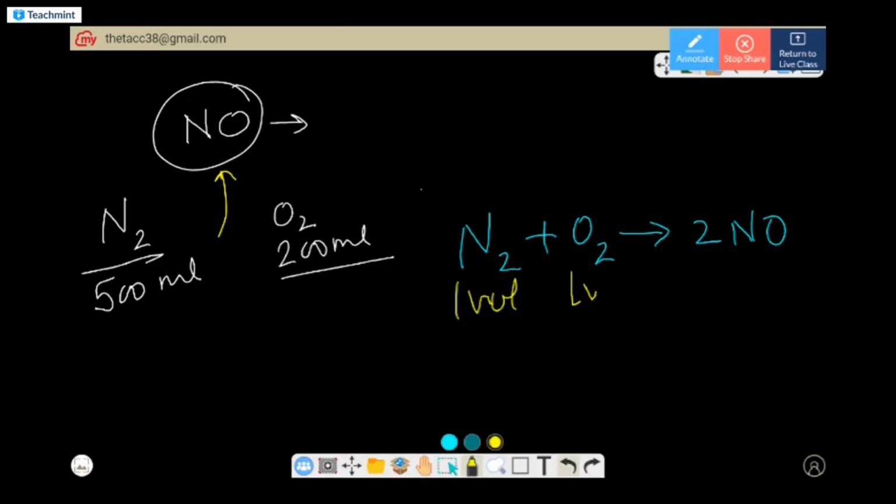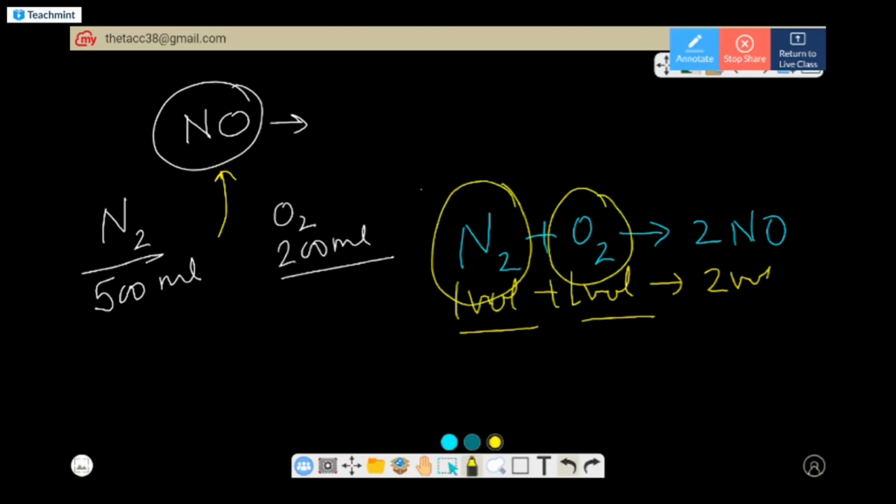1:1:2. Correct. 1 volume and 2 volume. Okay, that means 1 volume, 1 volume. Go by your logical thinking: 1 volume, 1 volume means the same. That means however much nitrogen I have, I need the same amount of oxygen. If nitrogen is 500 ml, then how much oxygen should I have for complete reaction to happen? I should have the same amount of oxygen.